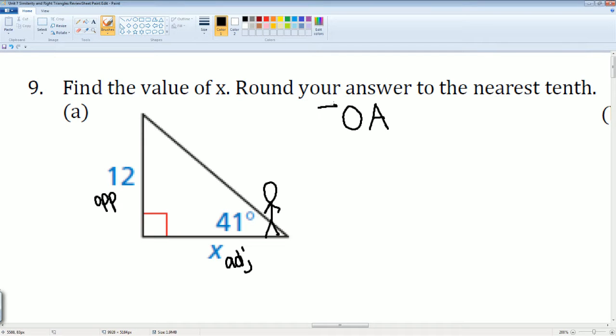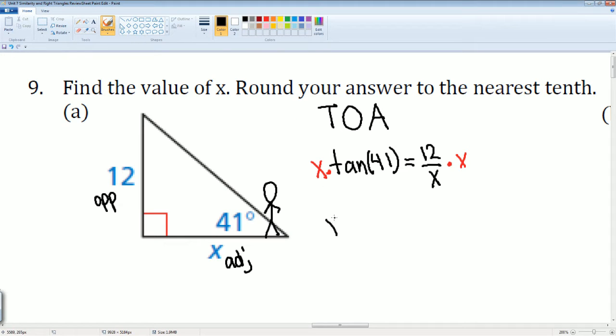Once I put my TOA, that allows me to set up my trig ratio. T stands for tan, so TAN. I put my angle 41 degrees in parentheses. Tan 41 is going to be equal to my opposite, which is 12. I'm going to now divide this by my adjacent, which is x. My goal is to get x alone, so I'm going to multiply by x. So this is just me cross multiplying.